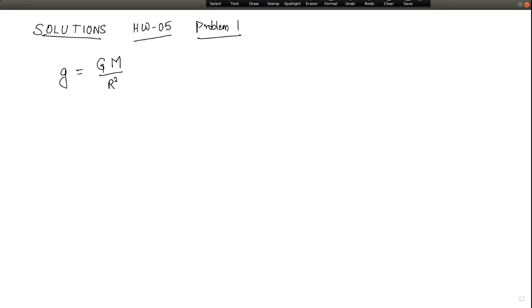If we use this, we can write a ratio. The acceleration due to gravity on Earth would be G times the mass of Earth over the radius of Earth squared. And similarly, the acceleration due to gravity on Jupiter would be the same universal constant G times the mass of Jupiter over the radius of Jupiter squared.